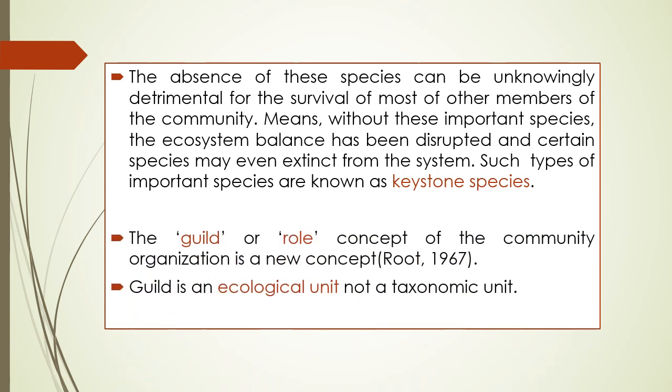The guild or role concept of community organization is a new concept. A guild is a group of species exploiting a common resource base in a similar fashion. I want to give one example. Hummingbirds and other nectar feeding birds in tropical areas form a guild exploiting a set of flowering plants. The guild is an ecological unit, not a taxonomic unit. If we consider an avian community, different species form different guilds, like frugivorous, nectarivorous, insectivorous, granivorous feeding guilds, etc.